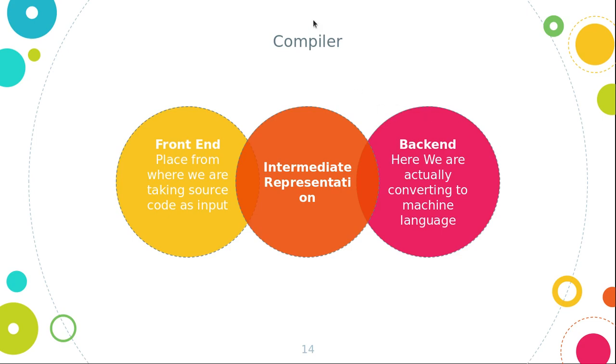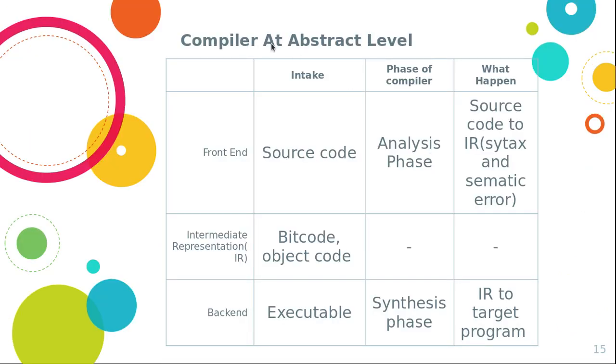See, the compiler we are talking about has three things: front end, intermediate representation, and back end. Front end means the place where we take the source code as input. Then it converts into an intermediate form, which is known as bitcode or IR. Back end means, when we are running it on hardware, what things are required. It takes source code, bitcode or object code, and executable. Phases of the compiler: analysis and synthesis. Front end is also known as the analysis phase, back end is also known as the synthesis phase.